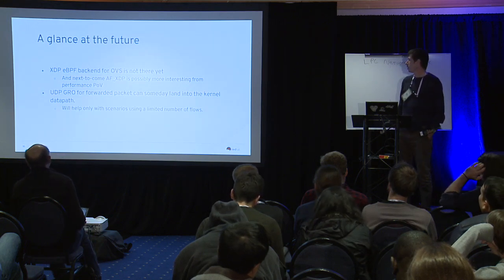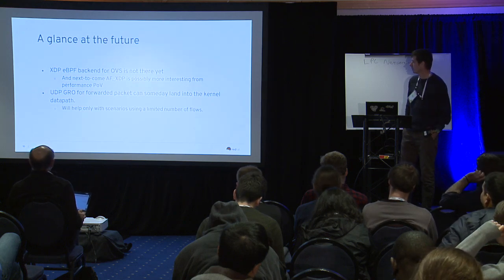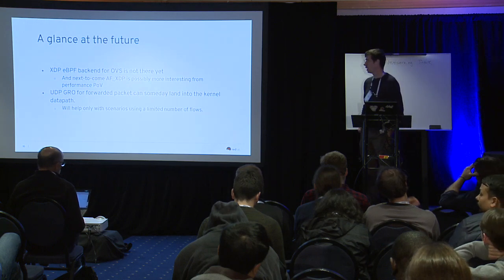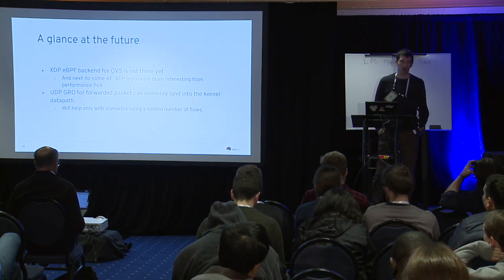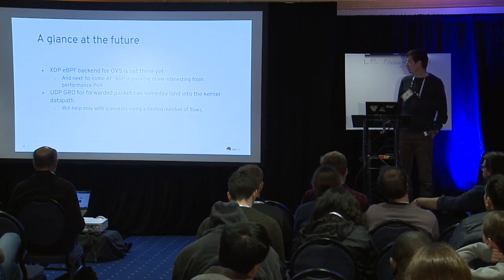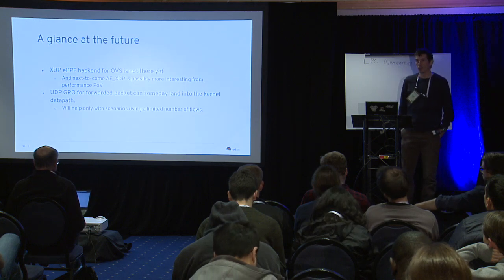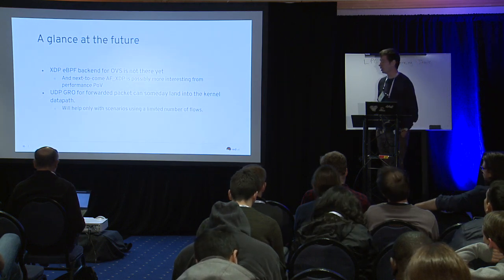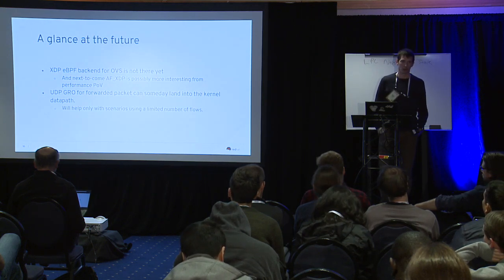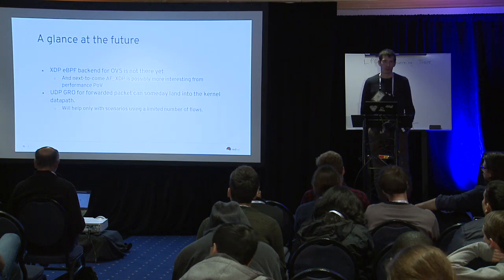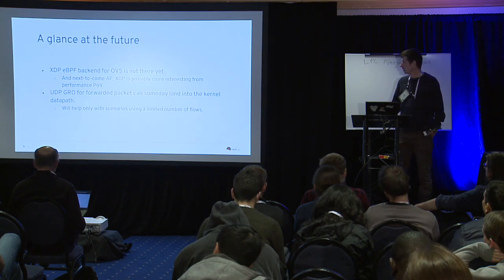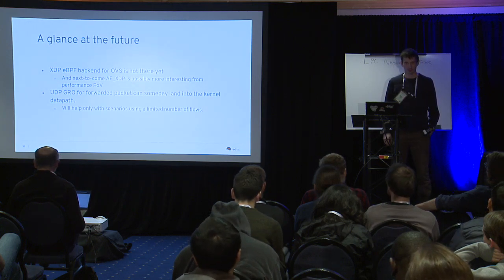Another thing that we possibly have someday inside the kernel that could help us is UDP GRO for forwarded packets. That could help only in scenarios that use a limited number of flows, because when the number of flows grows a lot, we will not be able to perform the aggregation. Yeah. And this is all I have.